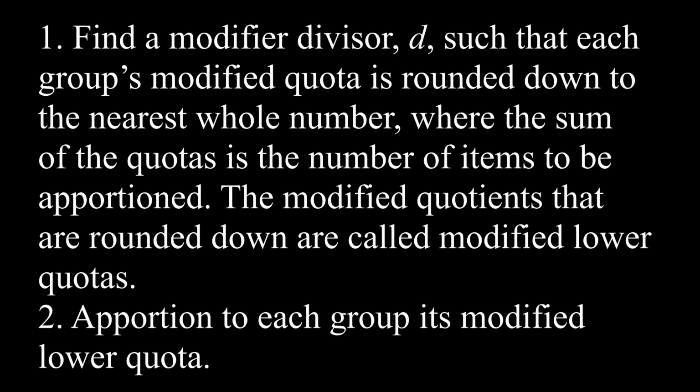We find a modified divisor D such that each group's modified quota is rounded down to the nearest whole number, and the sum of the quotas is the number of items to be apportioned. Then the modified quotients that are rounded down are what we call the modified lower quotas. And then we apportion each group to its modified lower quota.